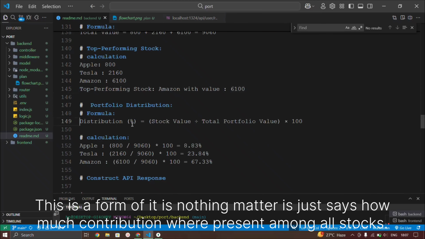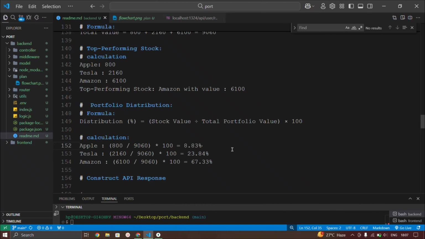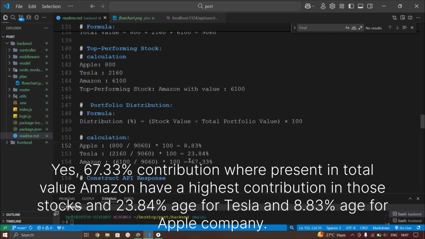Next is portfolio distribution. This is the formula for it. It says how much contribution each stock has among all stocks. Amazon has the highest contribution at 67.33% of the total value, then 23.84 percent for Tesla, and 8.83 percent for Apple.